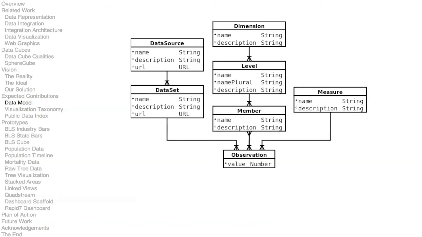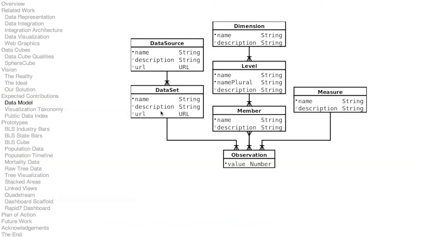So here's a preliminary data model of what this integrated data cube structure looks like. This is the simplest possible structure I could come up with. So you have data sources, for example, like the United Nations or the U.S. Bureau of Labor Statistics or the U.S. Census.